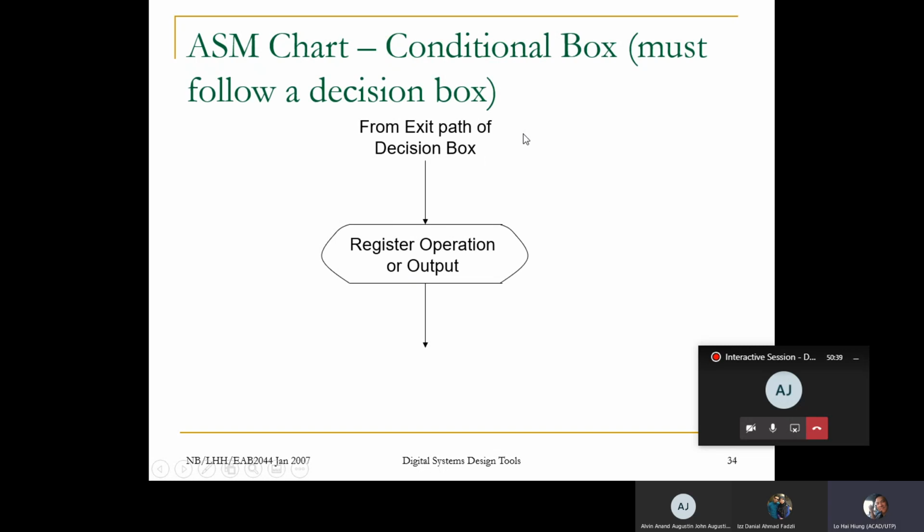Next is a special box that is only used in the ASM chart. We call it the conditional box. A conditional box is a follower of a decision box. It cannot exist without the decision box. It must follow a decision box. A decision box does not necessarily have a conditional box follow its exit path, but every conditional box must have a decision box on top of it.